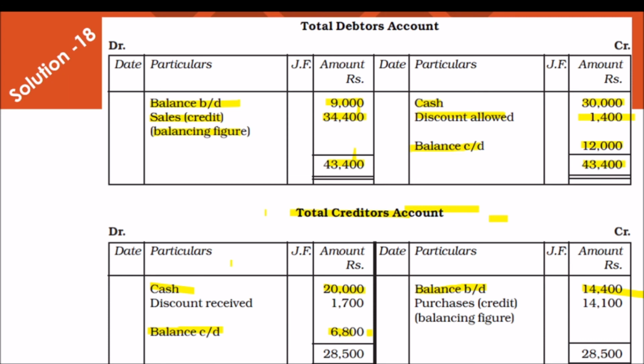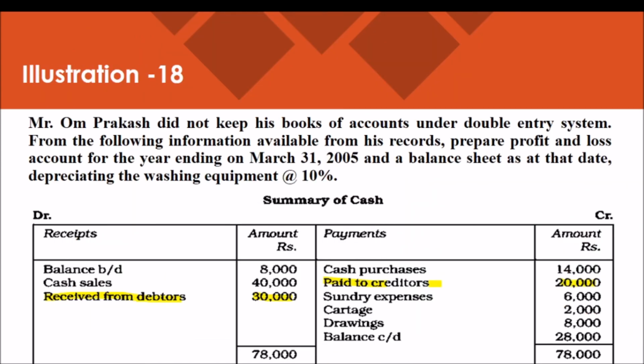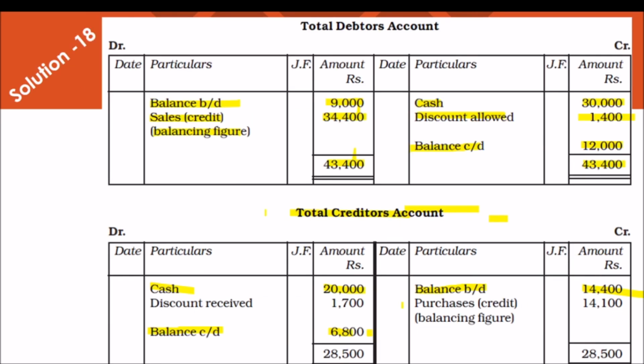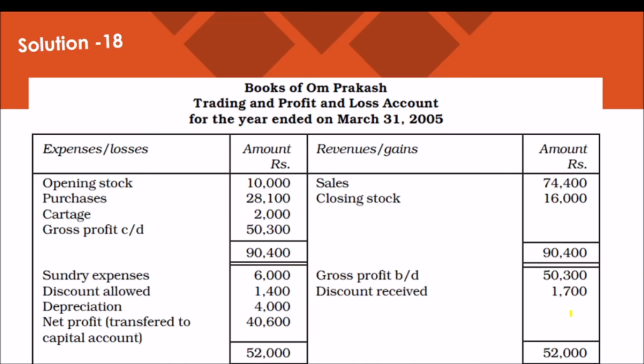So that credit purchase value will be added with the cash purchase in the summary of cash. There is the cash purchase amount in the credit side of the summary, 14,000, that will be added with the credit purchase that we calculated in the total creditors account. Then we will get the total purchase.